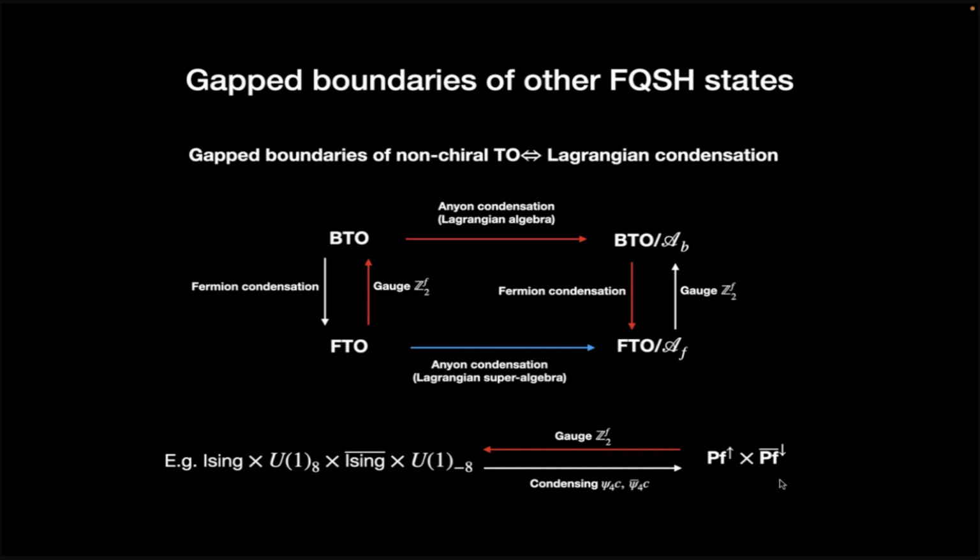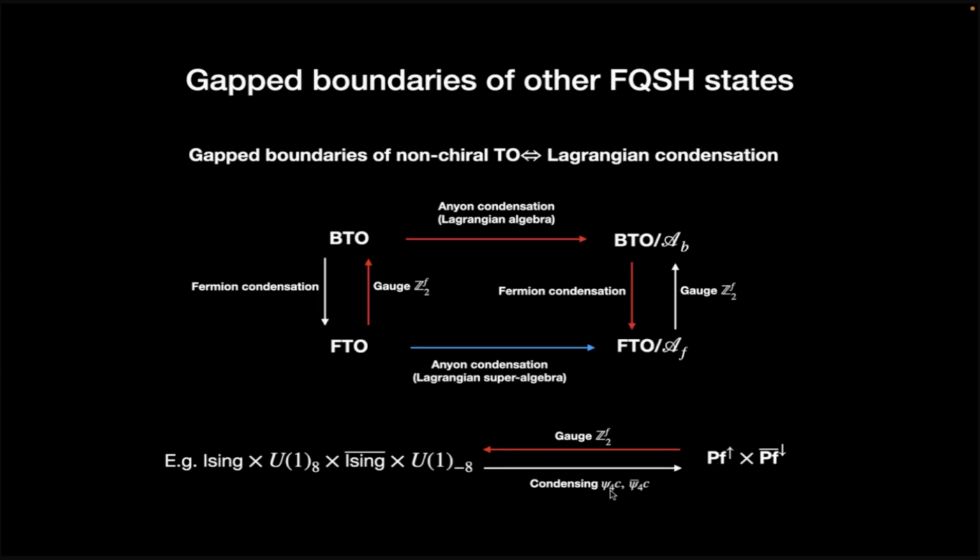as an example, for one of these helical fractional quantum spin Hall states, Pfaffian times anti-Pfaffian, if we gauge the fermion parity, a modular extension is given by Ising times U(1) level 8 times Ising bar times U(1) level -8. And so we can recover the Pfaffian times anti-Pfaffian by condensing these two anyons, these two objects. These are actually not just anyons.